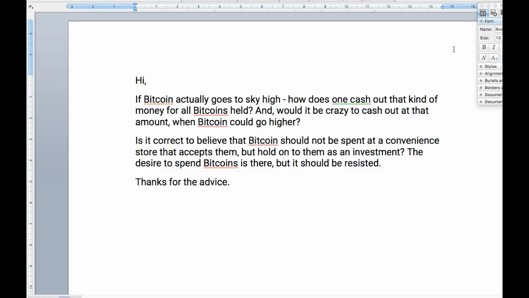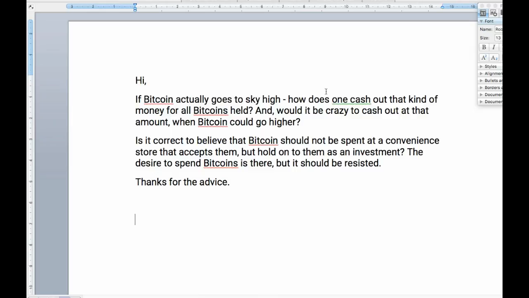Here's the question in full. Hi, if Bitcoin actually goes sky high, how does one cash out of that kind of money for all Bitcoins held? And would it be crazy to cash out at that amount when Bitcoin could go higher? And the second part of the question is, is it correct to believe that Bitcoin should not be spent at a convenience store that accepts them, but held on to as an investment? The desire to spend Bitcoins is there, but it should be resisted. Or maybe, should it be resisted? Thanks for the advice.